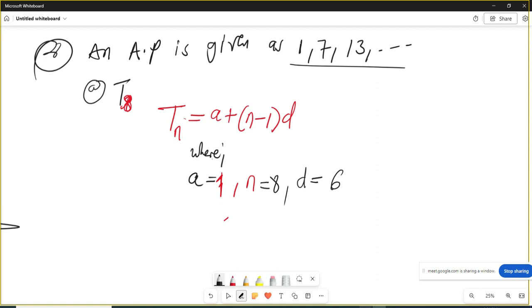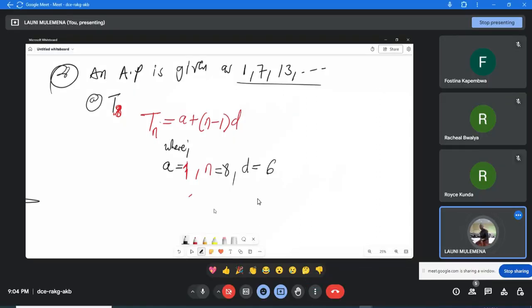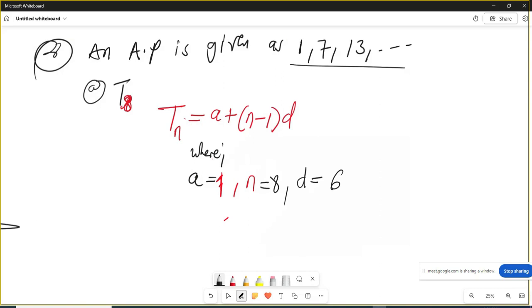So before I proceed with a substitution, is there anyone with a question for me on how we have identified the value of A, the value of N, and the value of D? Any question for me? Okay. If we are okay, then let's continue with the substitution.